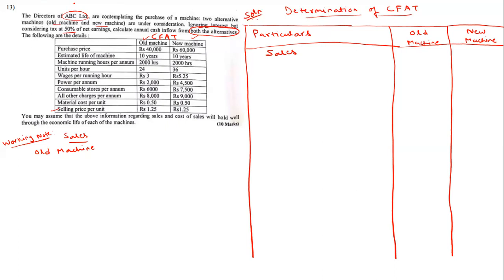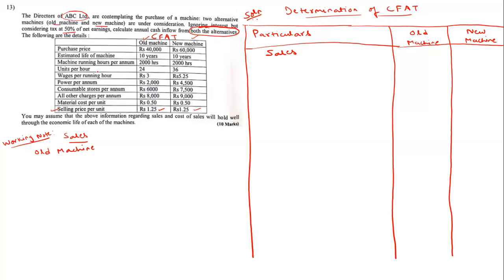I repeat, I just want to figure out the sales amount for the old machine and the new machine by knowing how many units are sold at what price. Now, it is clearly given here: selling price per unit, old machine is 1.25 and new machine is 1.25. Selling price is clear, but the units we are not aware of by looking at this. You will not be seeing a word here called units. However, there is something called purchase price, estimated life of machine, machine running hours per annum, units per hour.